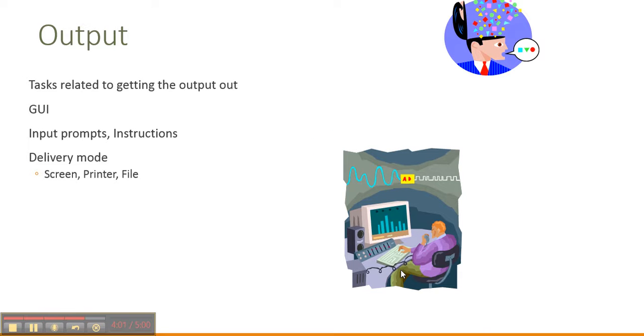Output. Output, again, is what you want to do to interact with your user. You will have then output that will display your results or input prompts that will tell the user what to do. Varied delivery modes can be the screen, printer, file, and again, all programming languages will have the code related to your delivery mode. So once you decide on what the delivery mode is, the code is automatically written for you.